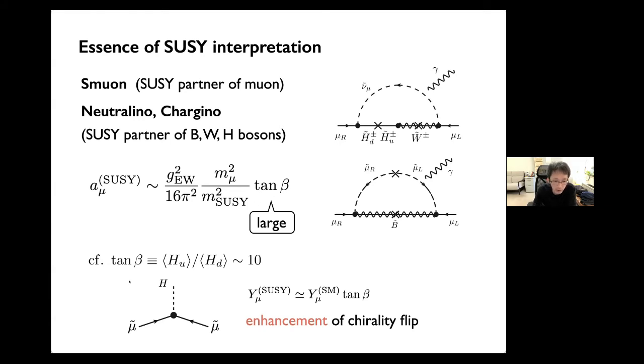tan beta. As you know, tan beta is the ratio of the Higgs boson vacuum expectation values. And one of the important features of the SUSY contribution is that the muon interaction with the Higgs is given by the supersymmetric version of the muon Yukawa coupling, which is roughly given by the standard model Yukawa coupling times tan beta. So this is the reason why tan beta appears here. And this tan beta is of order 10. Because of this enhancement of the chirality flip, the SUSY contribution is naturally enhanced.